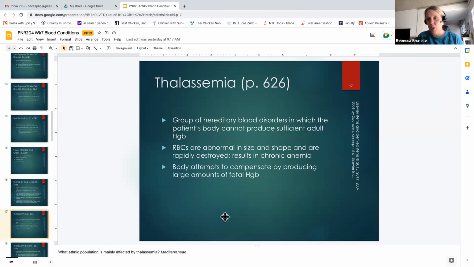So that is the most common genetically inherited form of anemia. So we have iron deficiency anemia, which is really related to diet. And now we're talking about different anemias that are genetically inherited. So there's sickle cell, and then there's thalassemia.